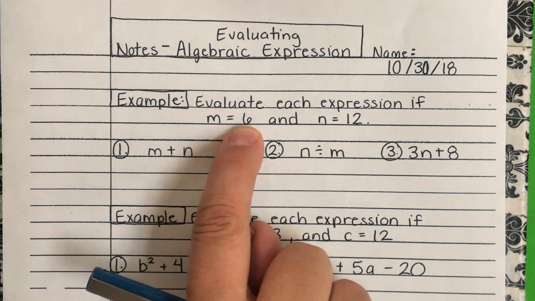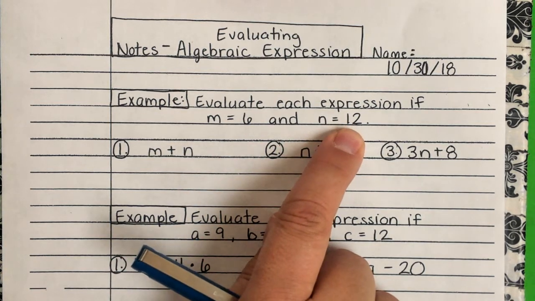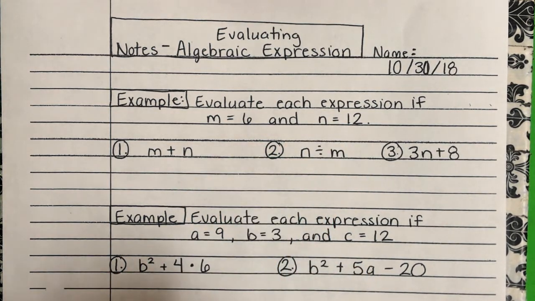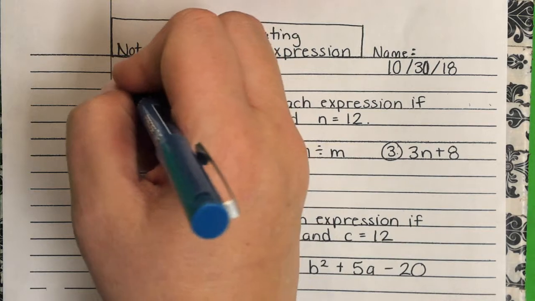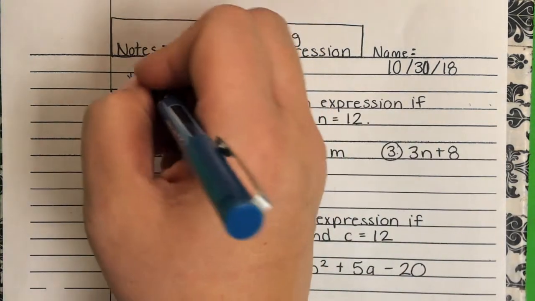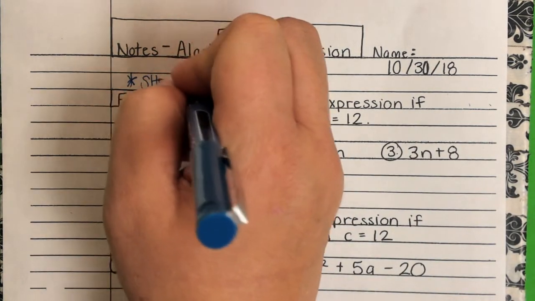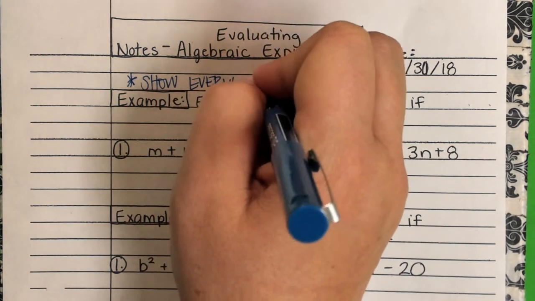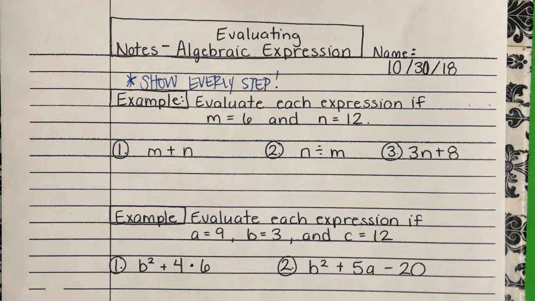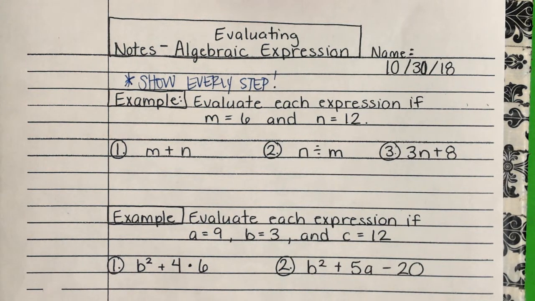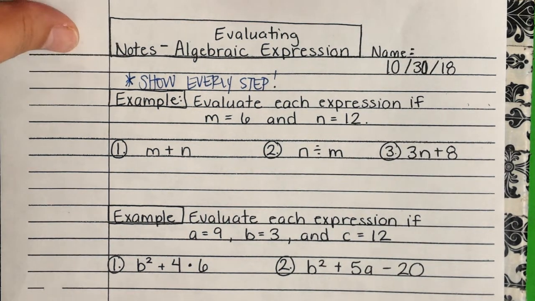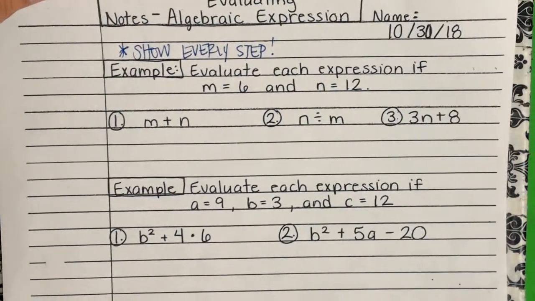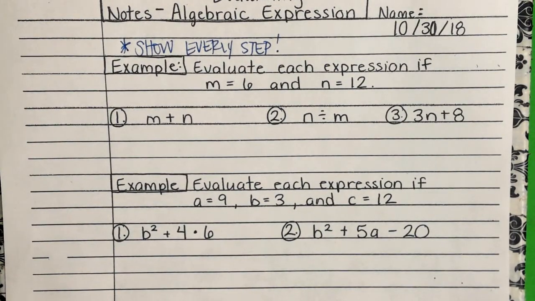M is equal to 6 and N is equal to 12. So our job is to plug it in. Guys, it is super important, right up here, I want you to know this. You have to show every step. That's not just Miss Willis saying it. That's not just your 6th grade math teachers making you do more work. As you continue in math, you will still have to show all of your steps, especially with algebra.